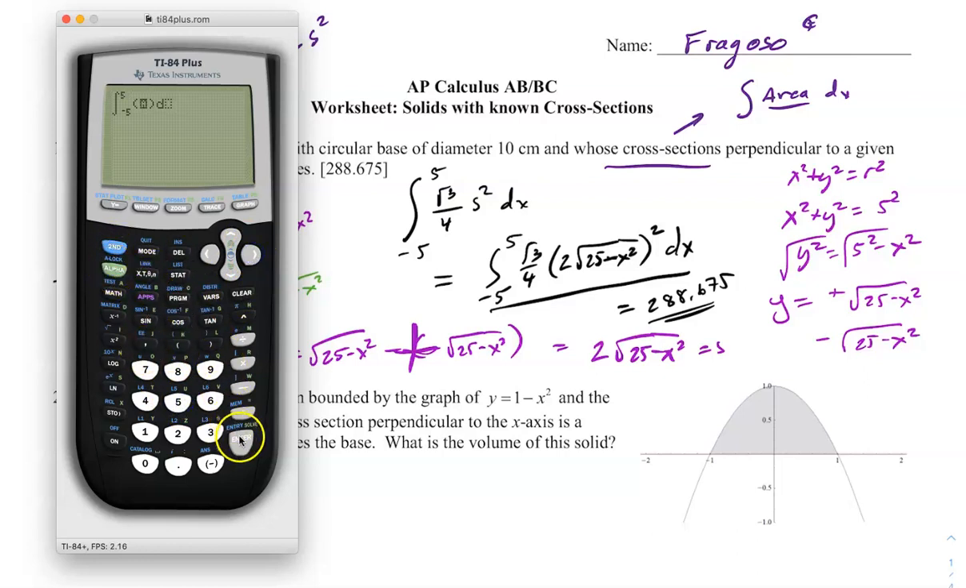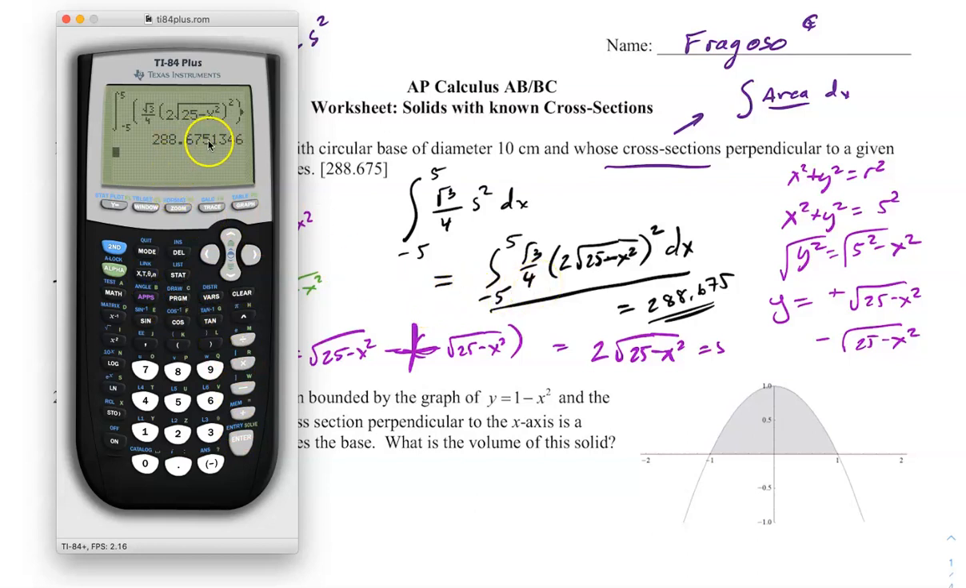Inside here, I'll put rad 3 over 4. I could do alpha y equals just to be sure. So I'll get rad 3 over 4, and then parentheses 2 square root of 25 minus x squared. Get out of that, close the parentheses, and then that whole thing squared because that's my s. Then we got to put the dx, right?